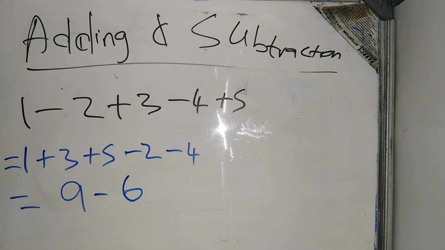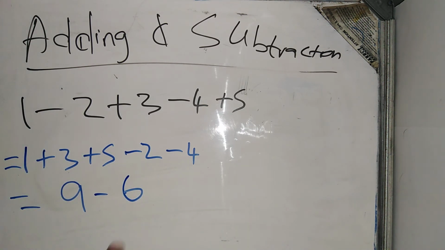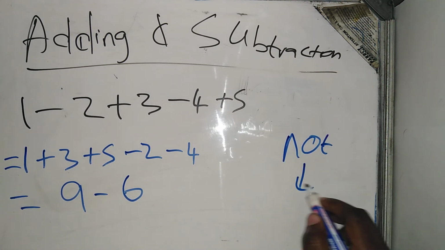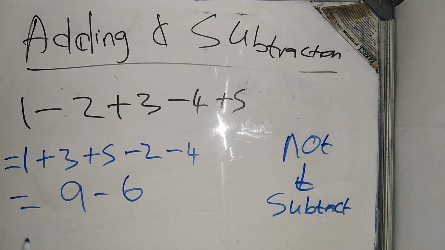Okay. So now, instead of having this lot of numbers, you end up with only 2 numbers. Now you ask yourself the same question. Are the signs the same or are they not the same? The sign here is plus. The sign here is minus. So the signs are not the same. So if the signs are not the same, what do we do? We subtract. Okay, so 9 minus 6, we end up with 3.